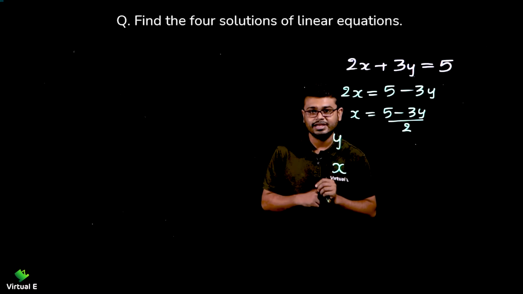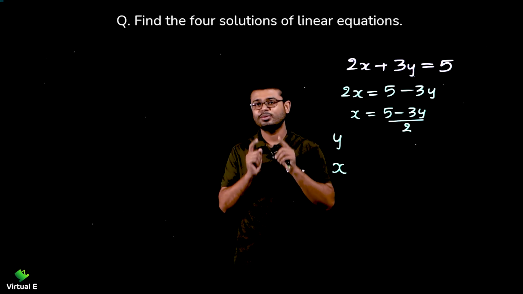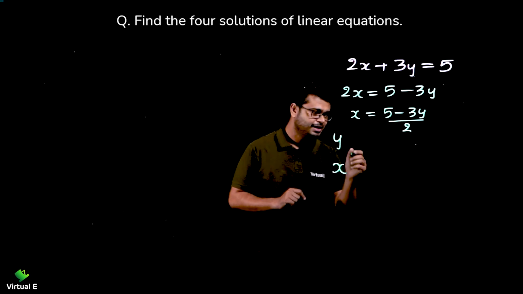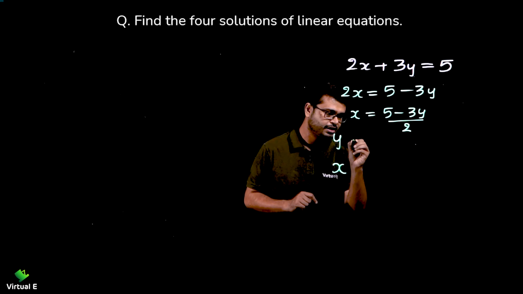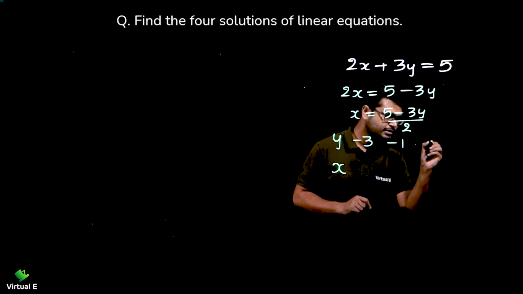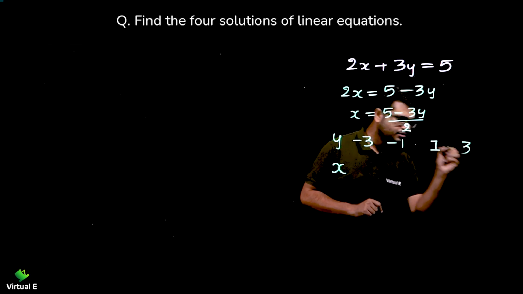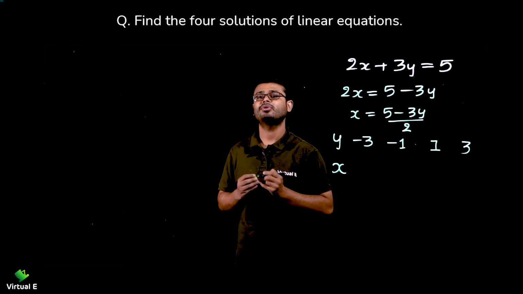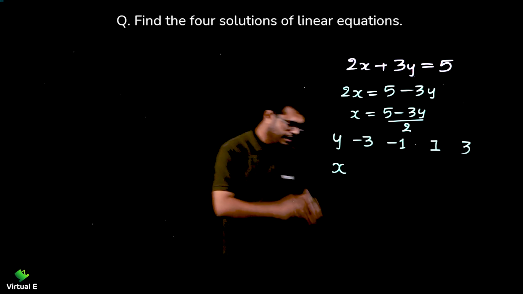Then can we take minus 2? Again, there is a problem. I told you, take odd numbers, that will work out. So let's start with minus 3. Here: minus 3, minus 1, then 1 and 3. So I'm going to take these 4 values and get the solution for each of them.